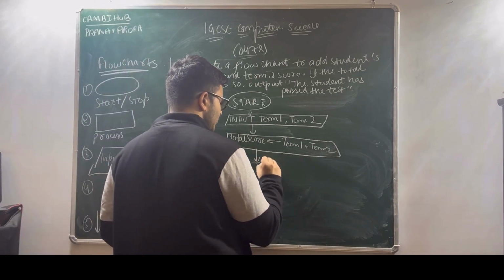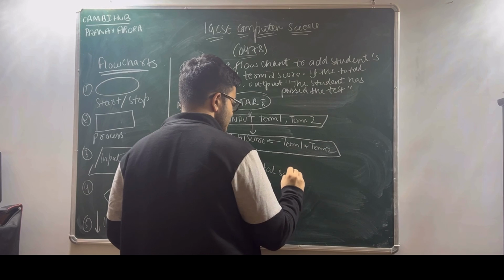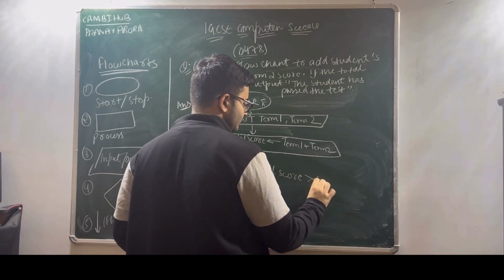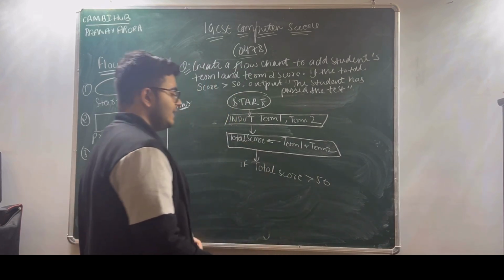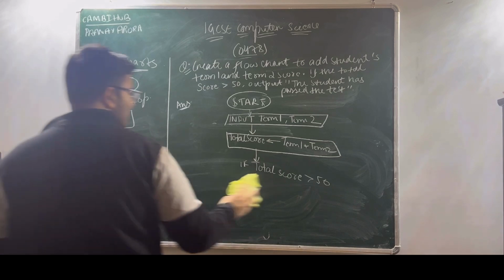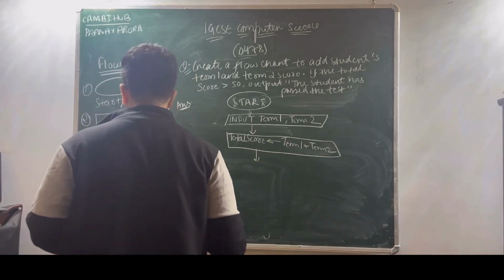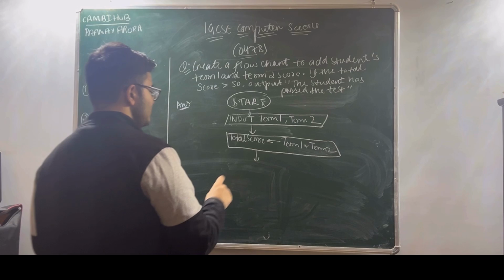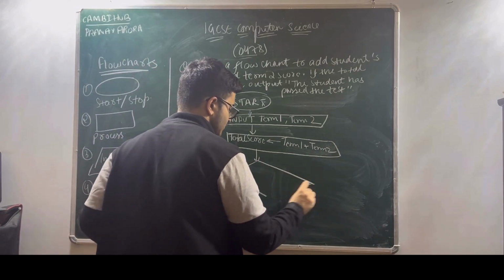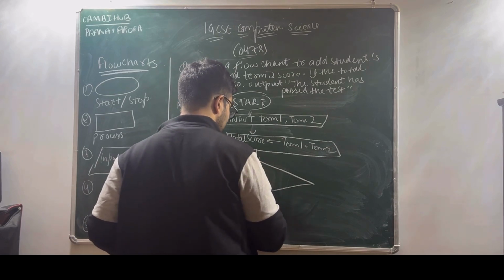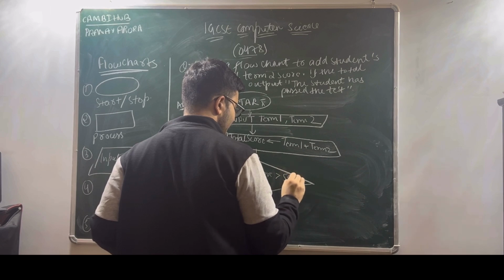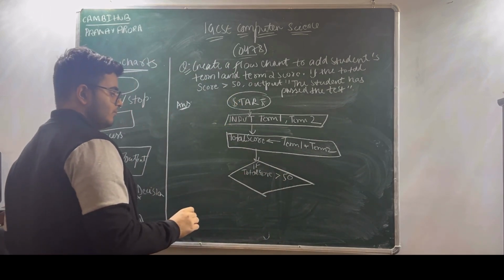Now IF, again a keyword, that's why it's in capital. IF total score is greater than 50. Again this needs to be in a decision box, so you need to utilize space properly. How will we utilize that? We'll create a large rhombus. IF total score is greater than 50, then what do we do?